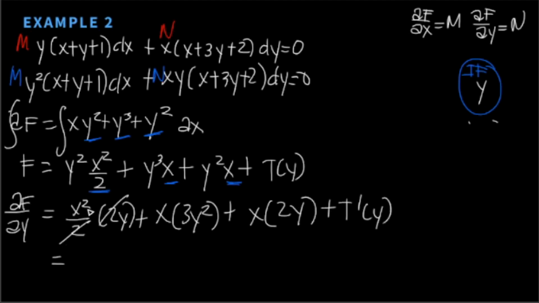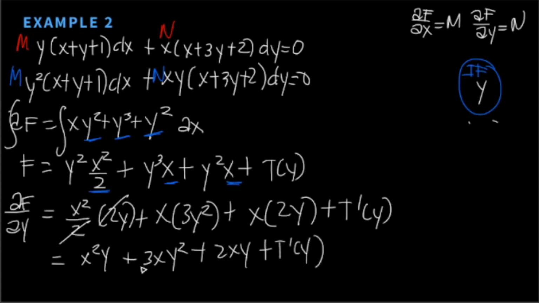That will be x squared times y. So, x squared y plus 3xy squared plus 2xy plus t prime of y. So, nakuha na natin yung df over dy natin. So, equate natin siya sa n kasi pareha sila df over dy.